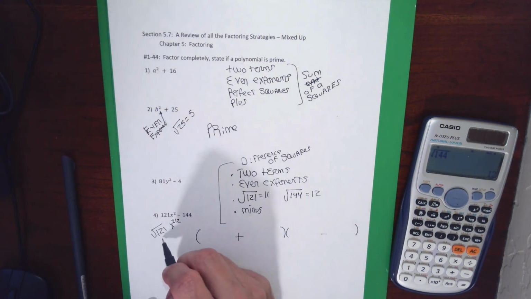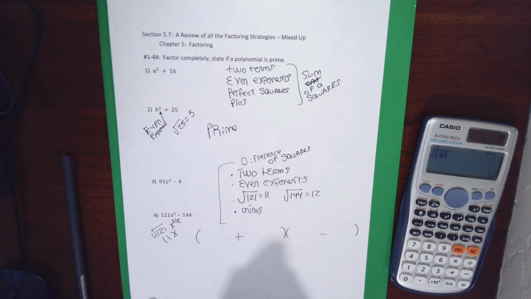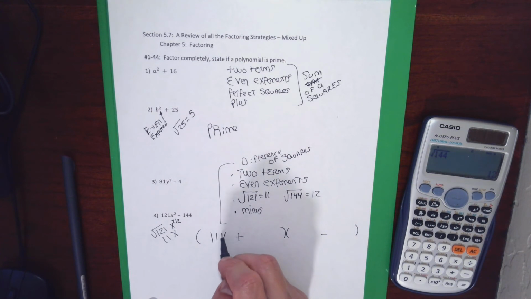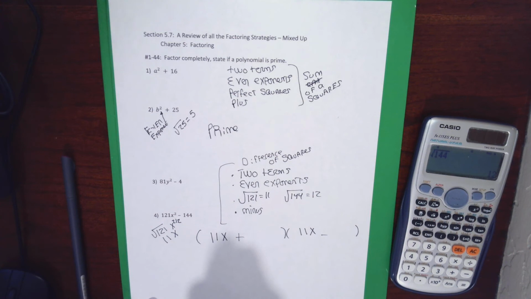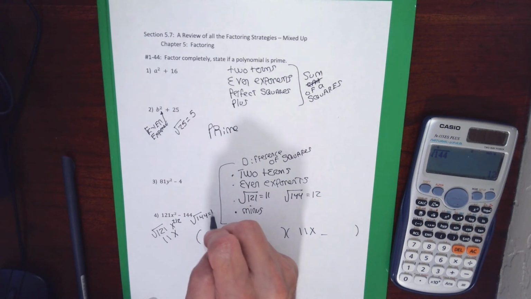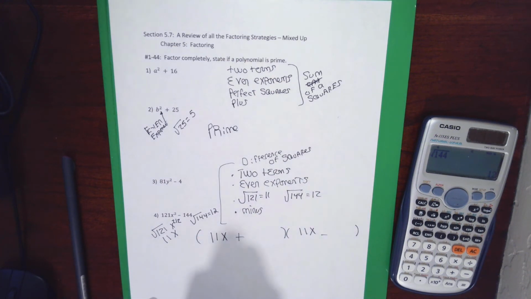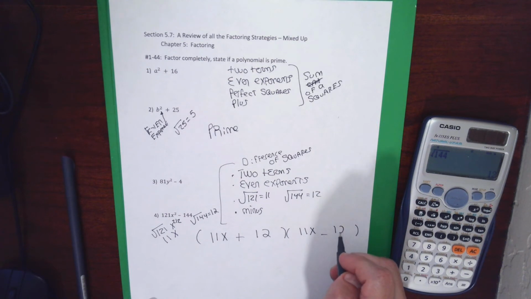So the 121, I'm going to square root it. The x, I'm going to divide its exponent by 2. Because the 121x squared precedes the minus sign, the result of square rooting the 121 and dividing the exponent by 2 is going to precede the signs in my parentheses. The 144 is going to turn into a 12 in my factors, and because the 144 came after the signs, the 12 that the 144 turns into is going to go after my signs.